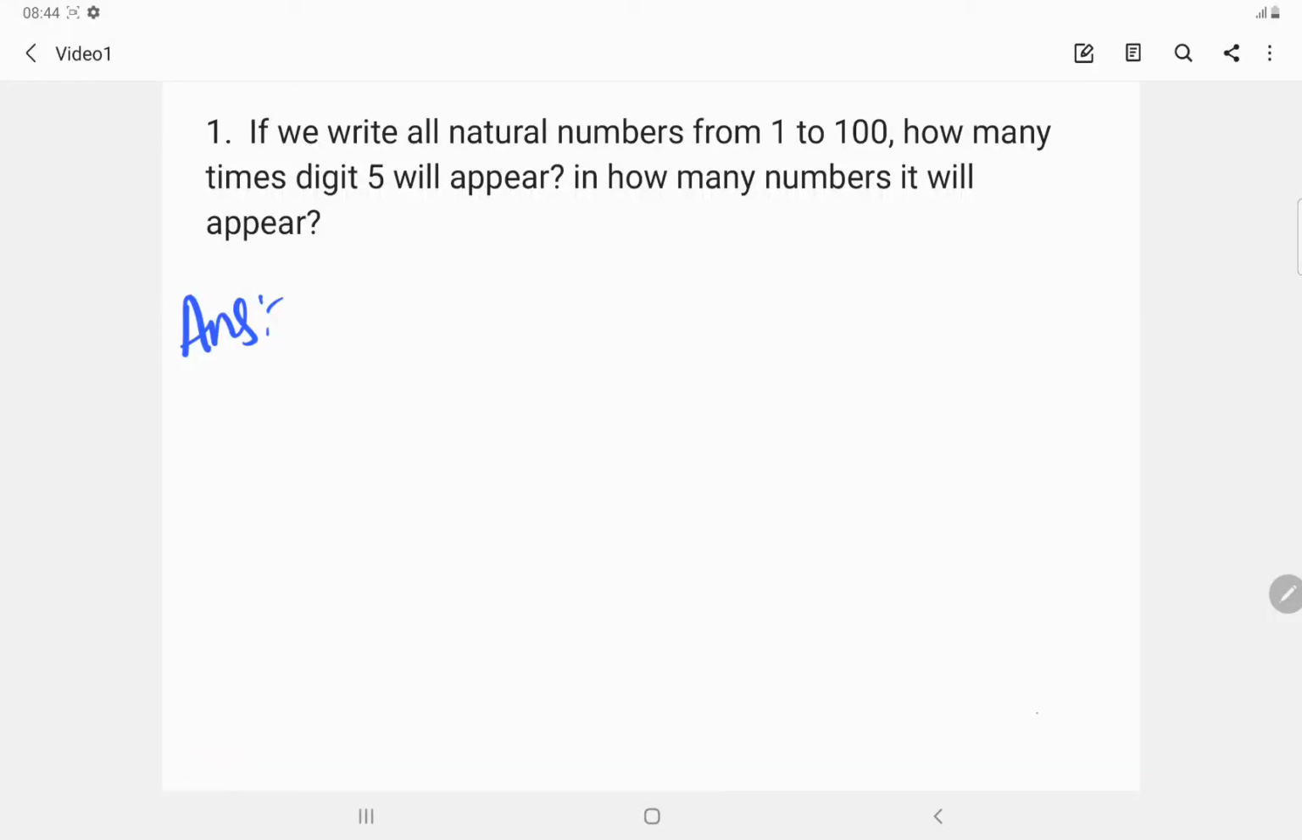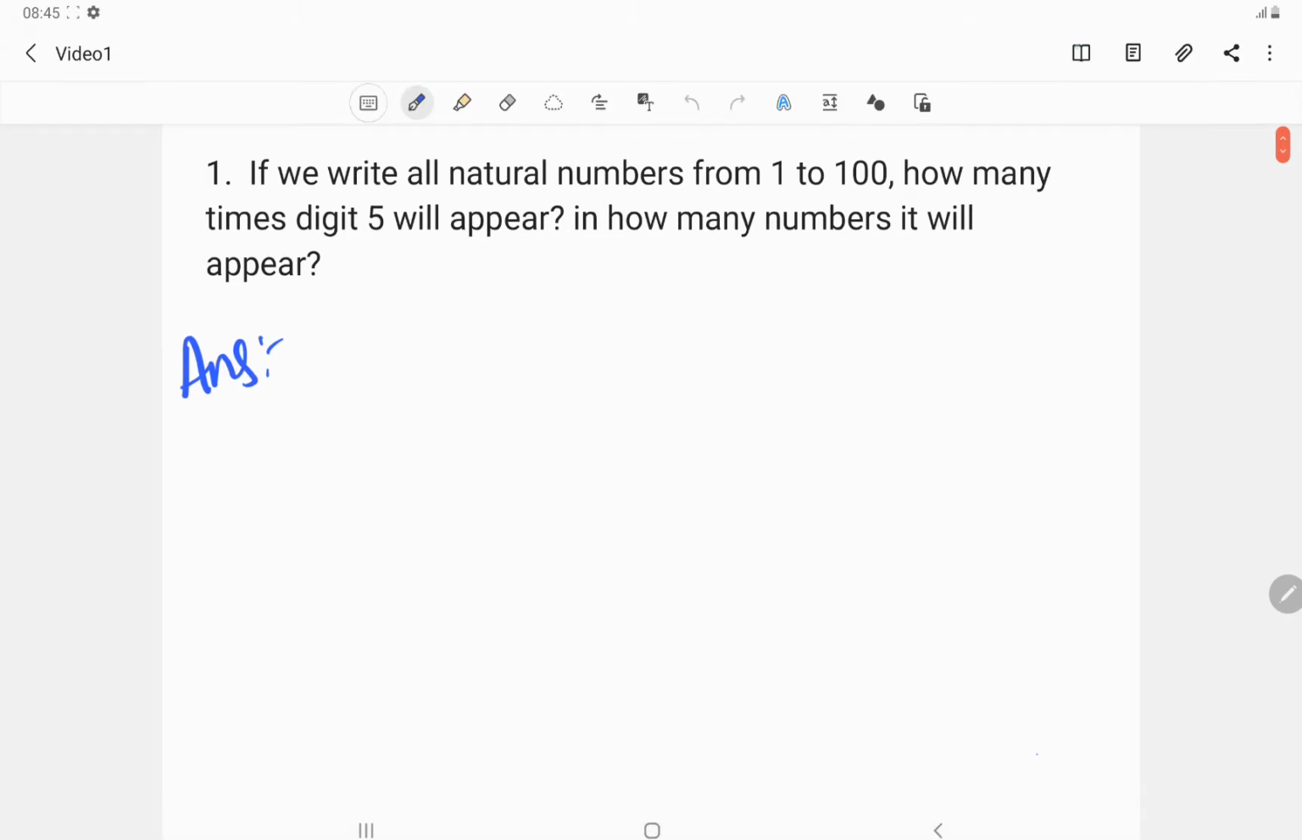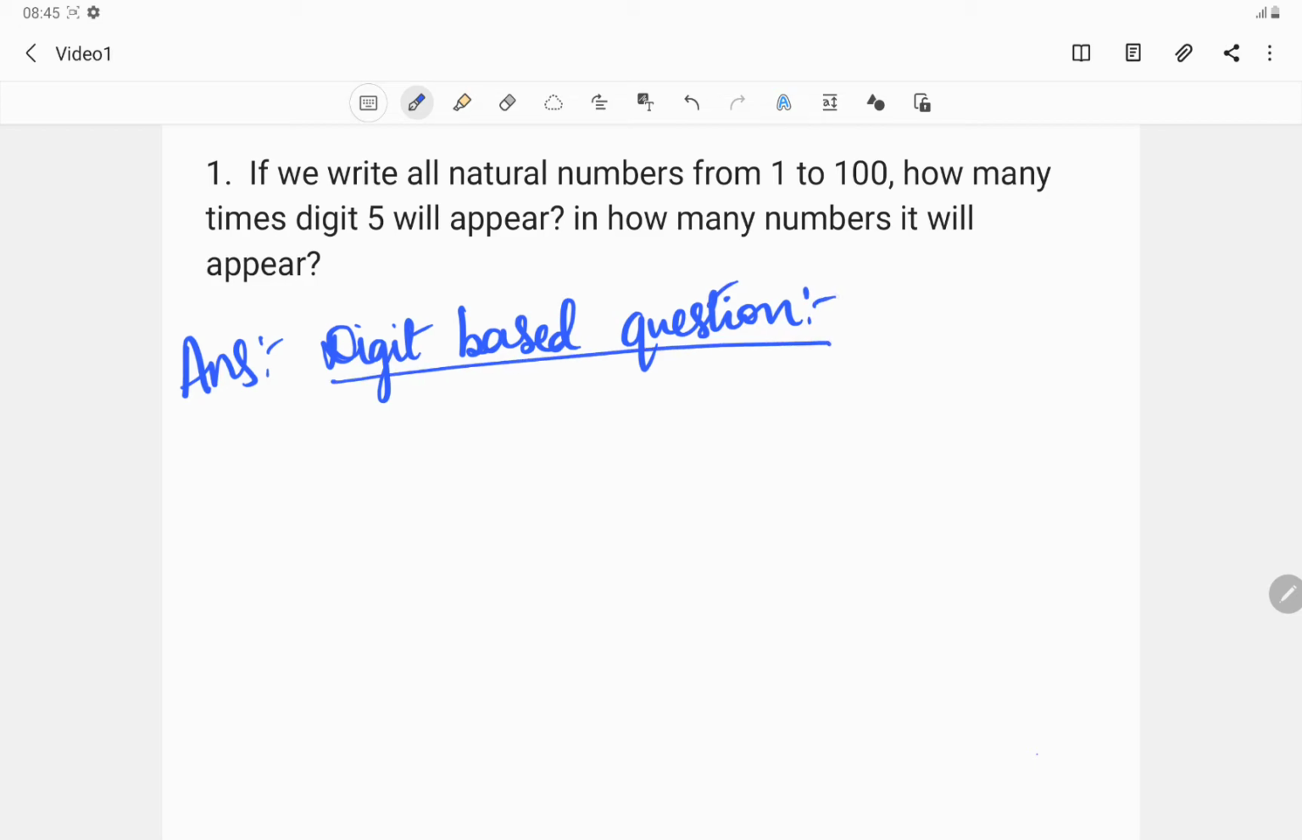Hi, today we are going to discuss the questions from permutation and combinations. One type of question is digit-based questions. This type of question is frequently asked. So let us look at this question which we have selected. We'll understand the concepts through the question.